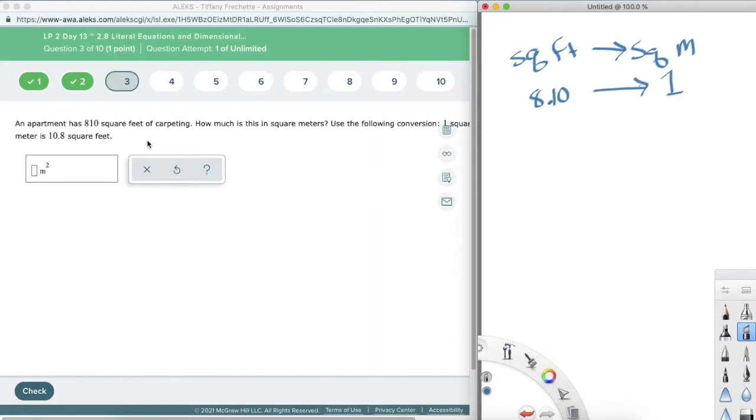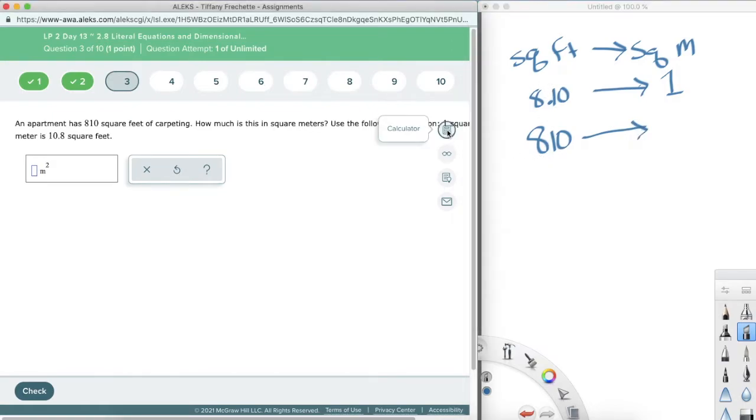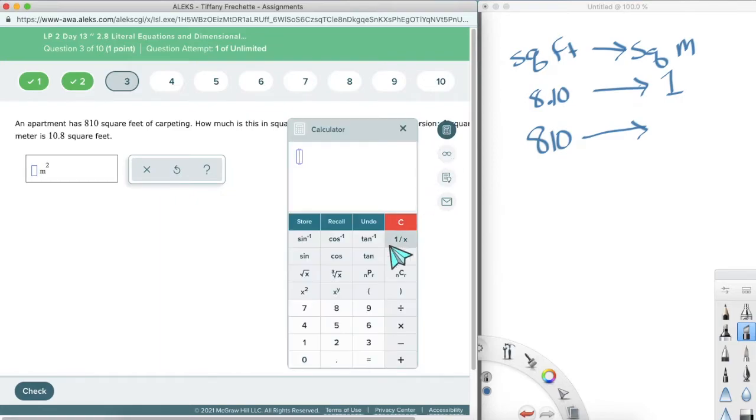And then they say it's 810 square feet of carpeting. So he has 810 square feet, and we want to know how many meters that is. So be careful when you divide this, because I don't want to do 8.10 divided by 810. I want to divide what my total is, what I have, divided by the conversion there. So for every 8.1 square feet, it equals 1 meter. I just need to figure out how many 8.1s are in 810. So this would be 100.